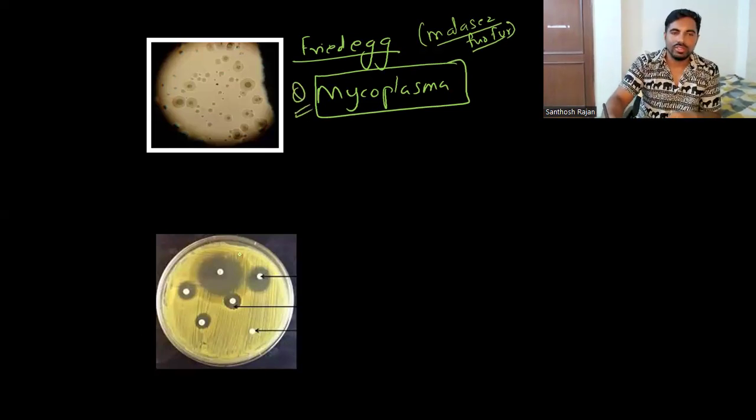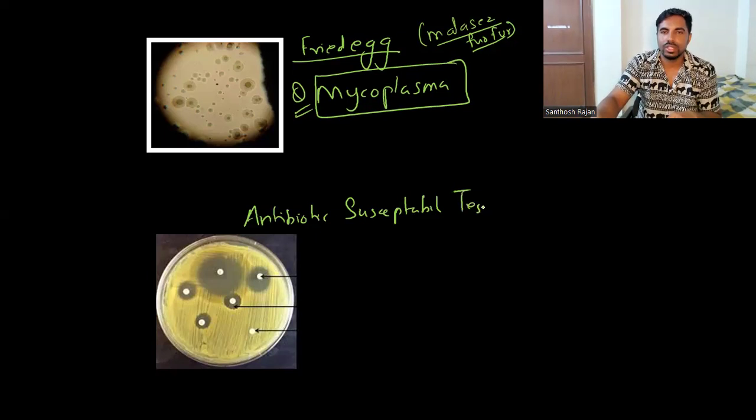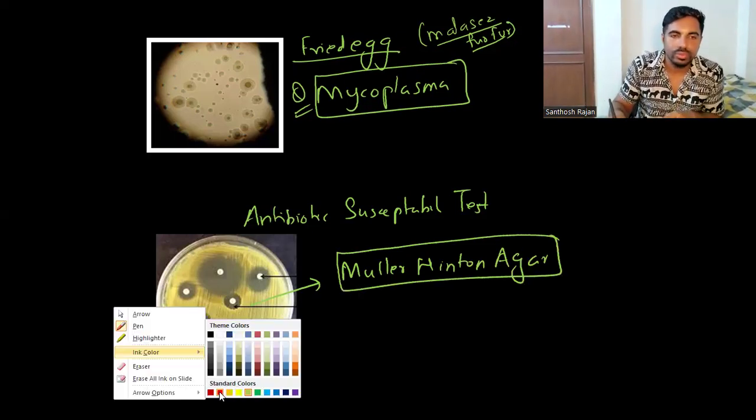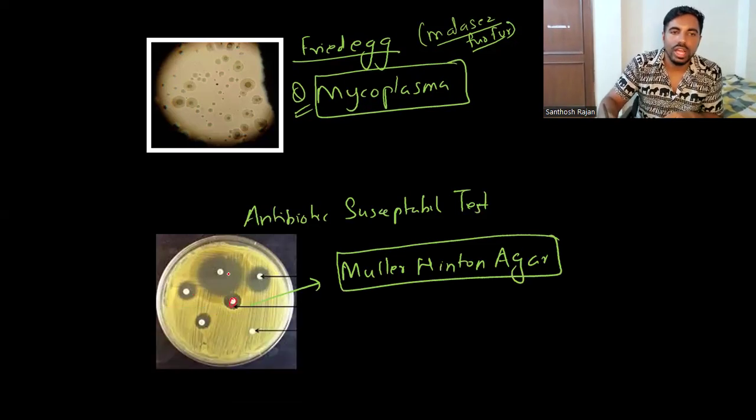Okay, what is this agar again? This is for antibiotic susceptibility testing. So which agar medium are we using? You're using Mueller-Hinton agar to check that. In Mueller-Hinton agar, you put the discs, and then you have to measure this distance. That is called the zone of inhibition. So the wider the zone, it is susceptible. That means the drug is sensitive.